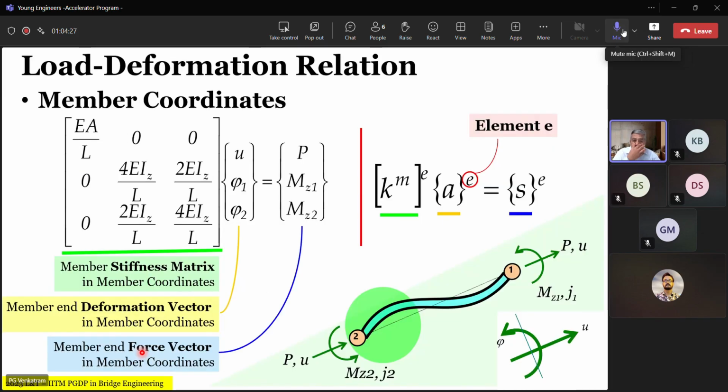All right. So let's go back to the member coordinate level. At the member coordinate level, we have the member stiffness matrix times the displacement vector equal to the force vector. This is the classical equation, and you can write it for each element. Now this is the classical one, so what is the problem with this equation? We have ignored all shear deformation. Correct?